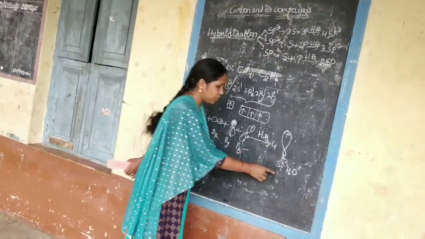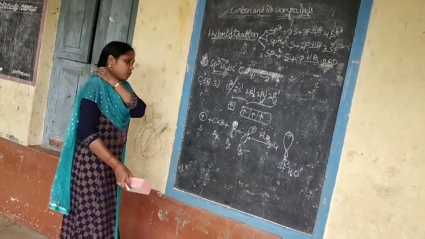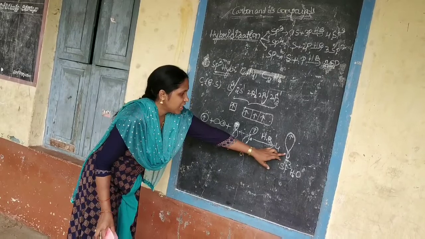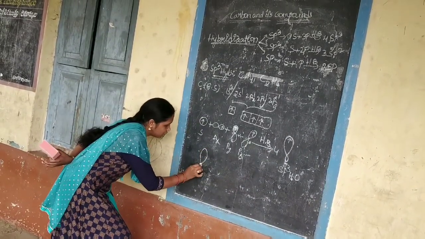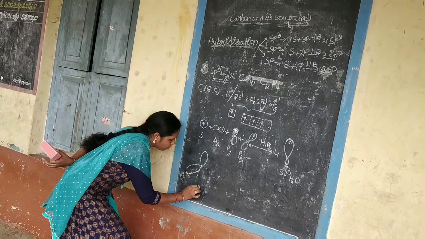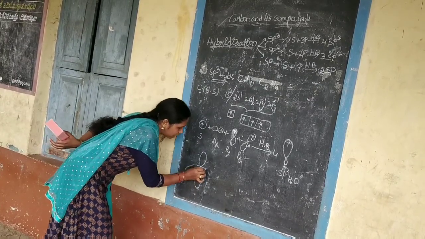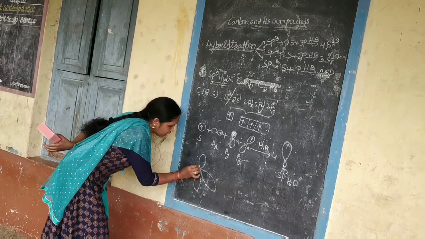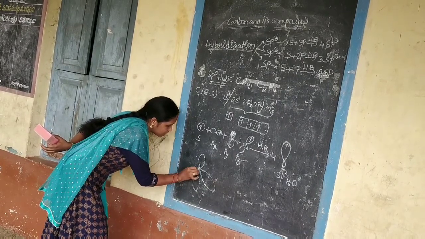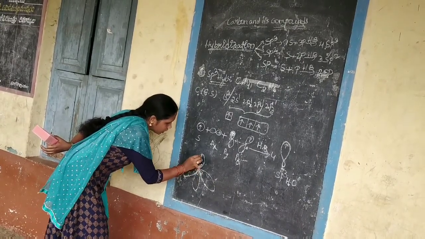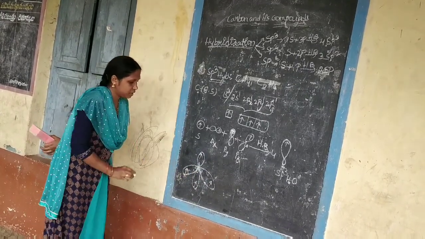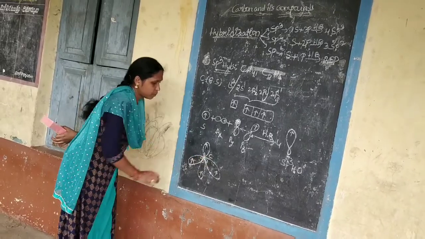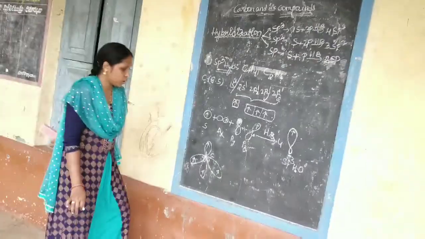After forming the hybrid orbitals, all four orbitals are arranged around the nucleus of carbon symmetrically with an angle of 109 degrees 28 minutes. This is the arrangement of hybrid orbitals around the carbon atom.